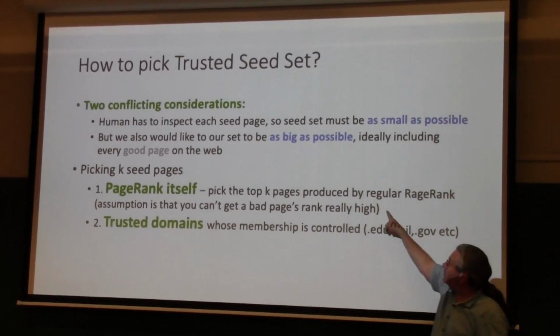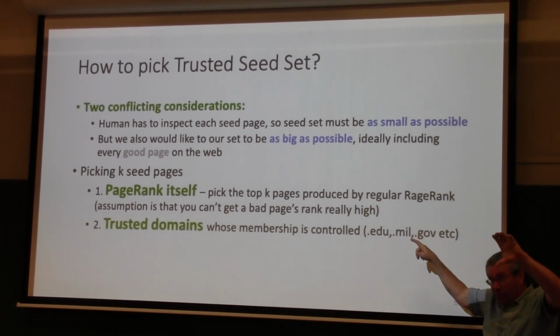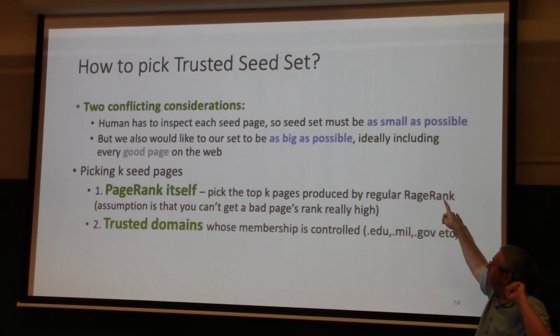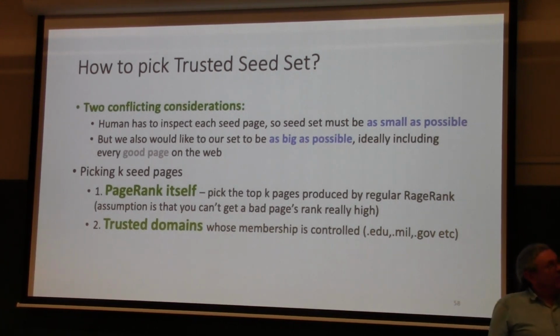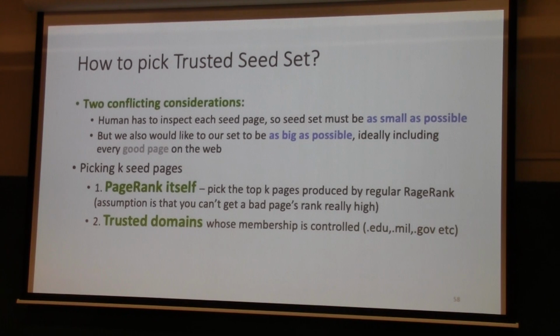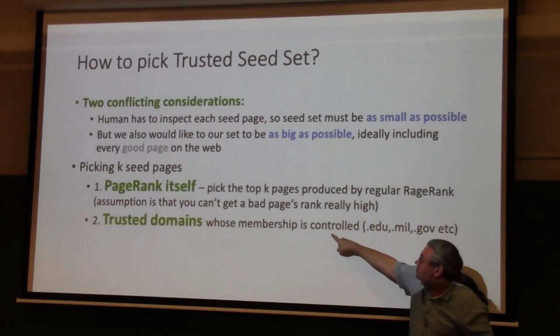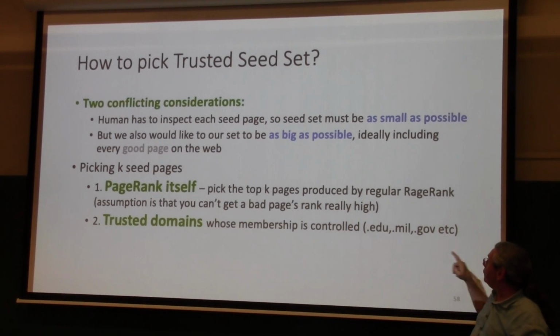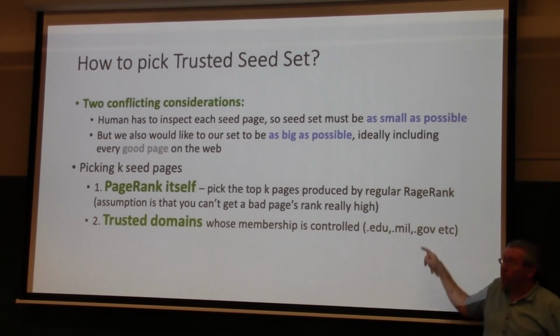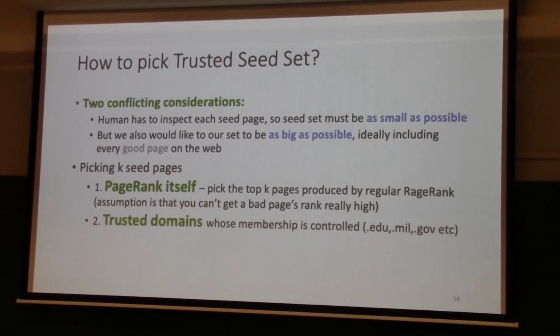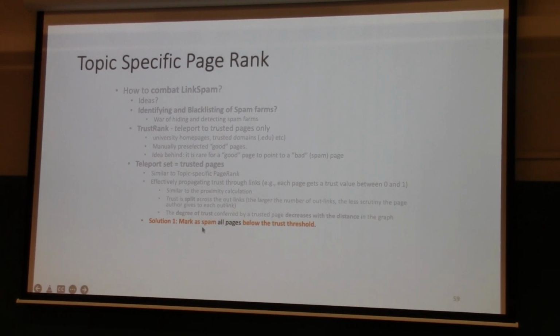Well, one way is to use PageRank itself. Usually, the top pages produced by PageRank are okay, because the link farms can't actually push the page up so high. Or you have certain domains where you know that it's trusted. The .edu domain is universities, for example, or .gov government pages are trusted, for example. Okay, and all pages below the threshold are marked as spam. But that's still not really good enough.